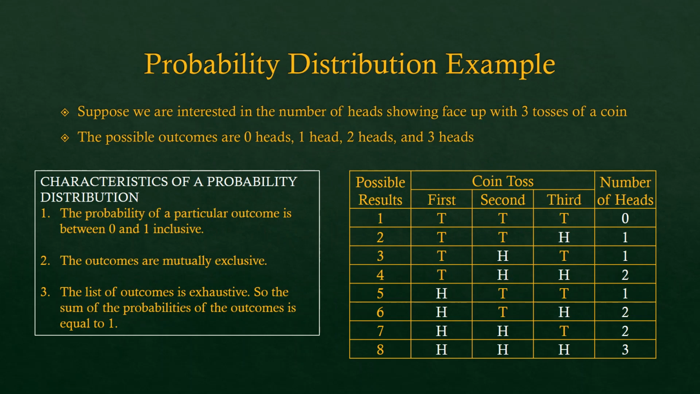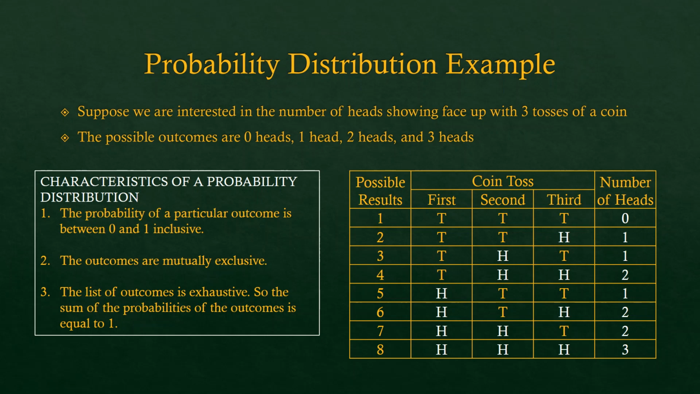Okay, so probability distribution example. Suppose we're interested in the number of heads showing face up with 3 tosses of a coin. Using the counting formula from chapter 5, we note that there are 8 possible outcomes when tossing a coin 3 times, since you will observe either a heads or a tail. In other words, there are 2 possibilities, and this toss is repeated 3 times, so 2 multiplied by 2 multiplied by 2 equals 8.